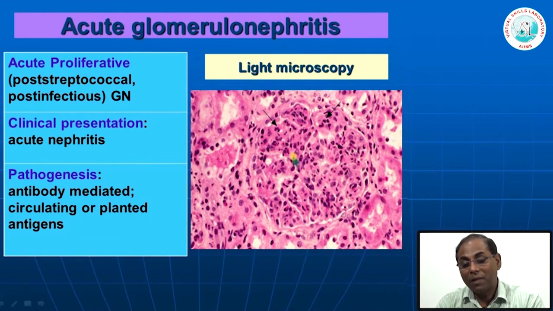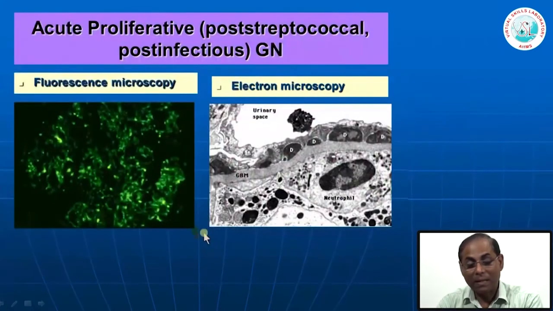And if you see very carefully, you can see there are a lot of neutrophils coming into the glomerular capillary. So, this is the exudative type, I mean a lot of neutrophils are coming up. So, this is typically a diffuse endocapillary proliferative glomerulonephritis, which is exudative also. And clinical presentation obviously in these cases will be acute nephritic syndrome, and this is obviously antibody mediated pathogenesis and maybe either circulating antigen or the planted antigen.